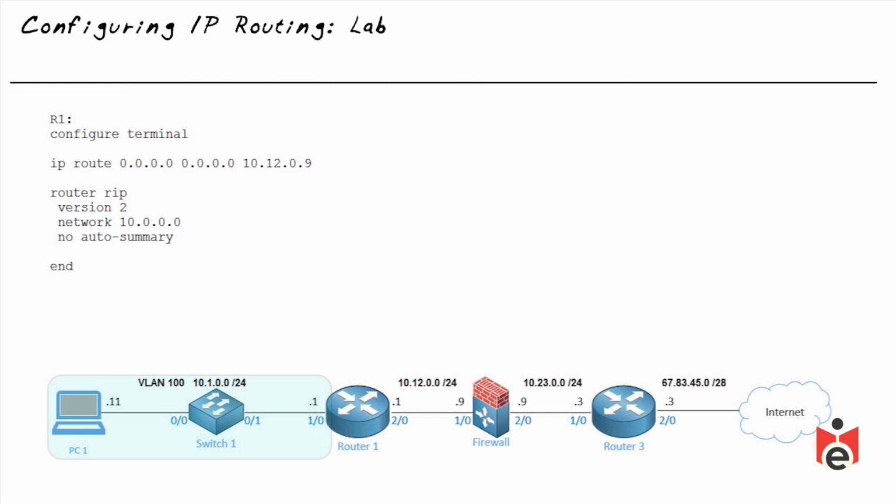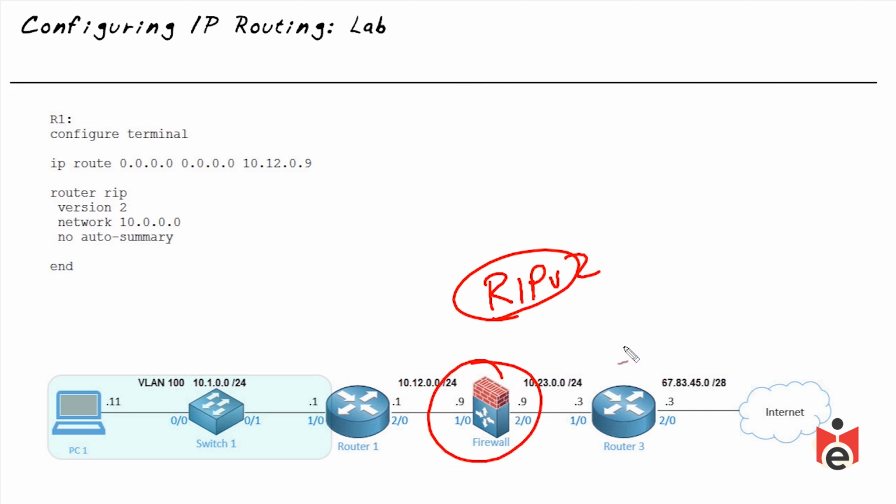However, what's also at play in this network is that we're also running RIP version 2. That's already configured on the firewall and on router 3. So if R1 wants to dynamically learn more specific routes, it can also join this RIP routing party. And here's the syntax to enable RIP on router 1. We're in configuration mode already. We'll type in router space RIP. That puts us into router configuration. Then we're going to specify the version. Version 2 supports variable length subnet masks, which is handy in most networks today.